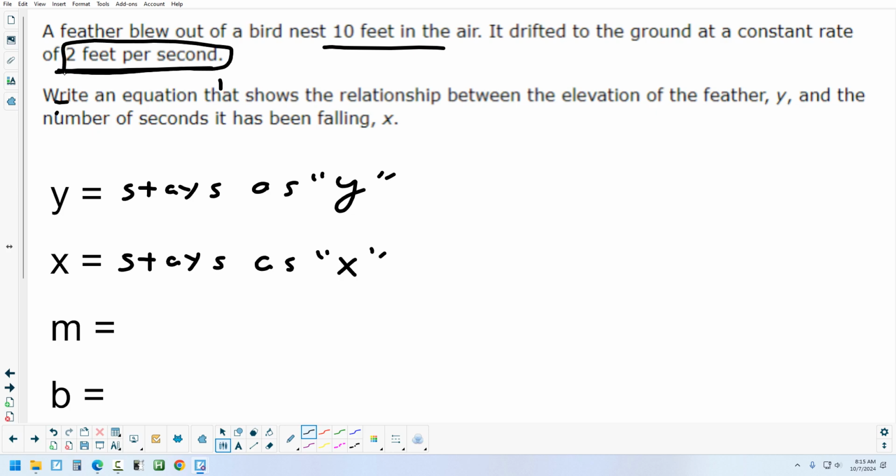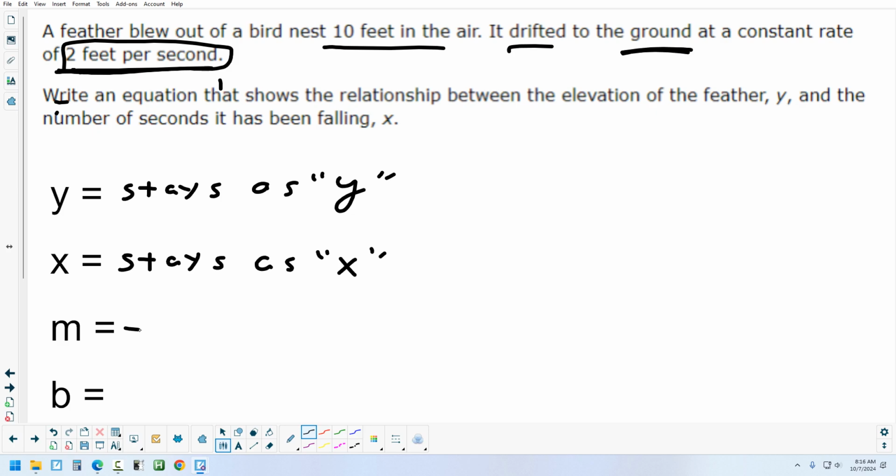Now think about what's happening to the feather, right? Which way is the feather moving? It's moving down, right? The feather's not going up. Like when we parked our car, the amount of money that we had to pay continued to go up the longer you park your car. Well, the feather, the longer the time goes by, the lower the feather is going to get. The feather's not going up. So what kind of number do you think that means the slope is going to be because it's drifting towards the ground? Yeah? Negative. Right.